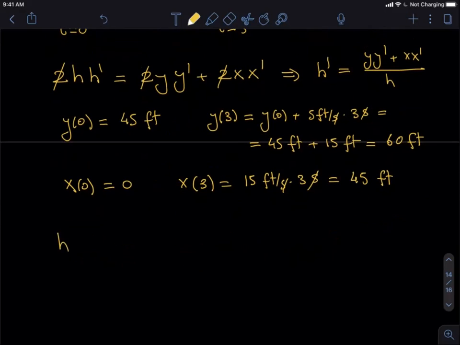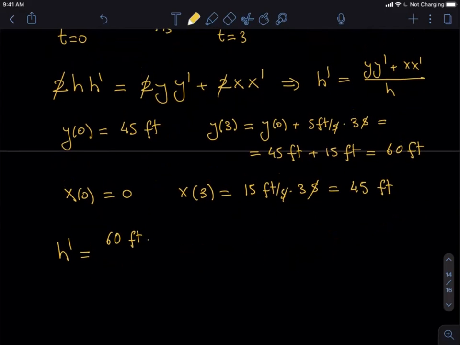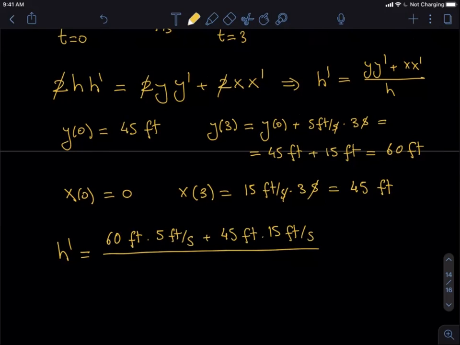And with this information, now h prime is 60 feet times y prime, which we said was 5 feet per second, plus x, which is 45 feet, times 15 feet per second, divided by h. I forgot that one.